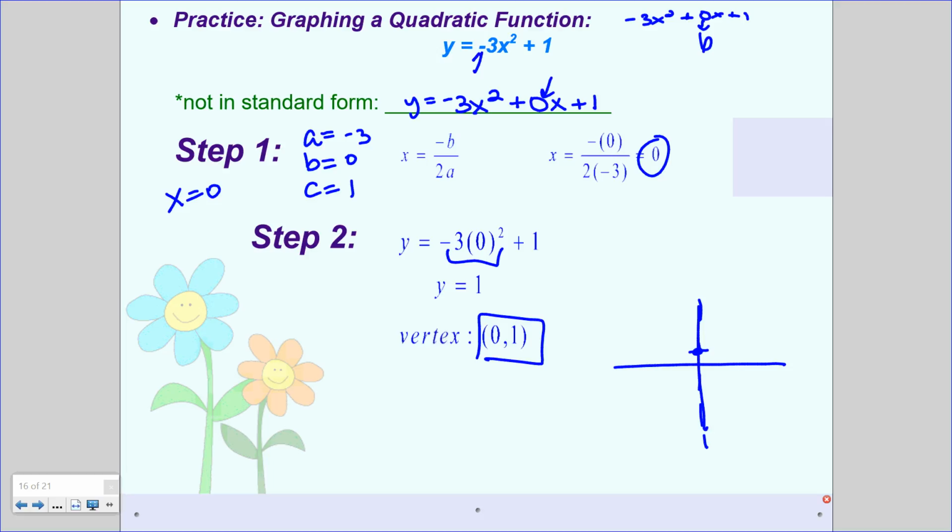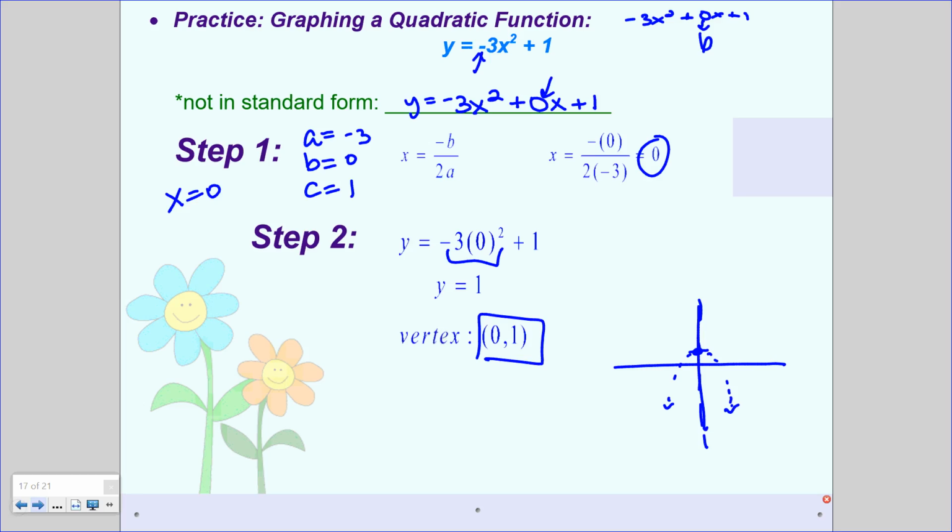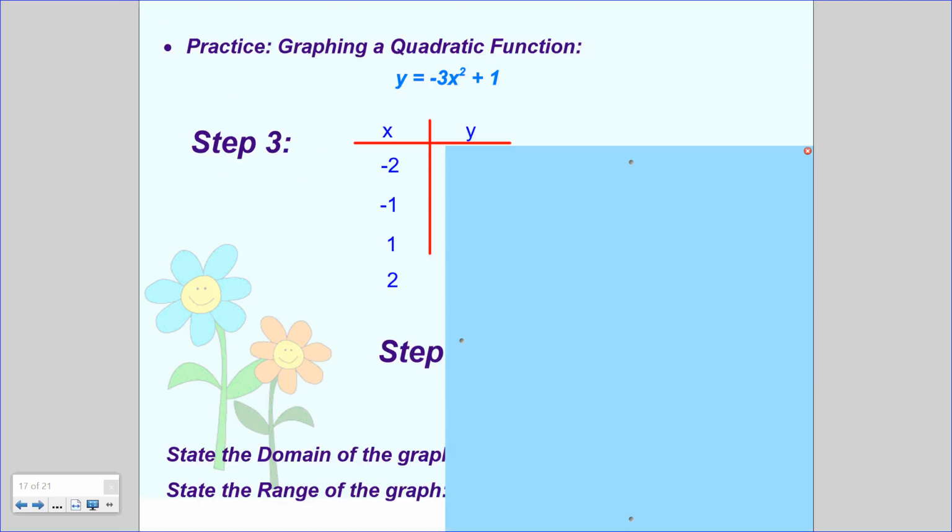Hopefully you noticed your a was negative, so that means that your parabola is going to open down, but we don't know how narrowly or widely it will do that. So that's where we now need to set up a table to get some points to the left and the right of our vertex. So if I'm looking here at my vertex of 0, 1, 2 points to the left would be x of negative 1, x of negative 2. 2 points to the right would be x of 1 and x of 2. So that's how I decided on these x values.